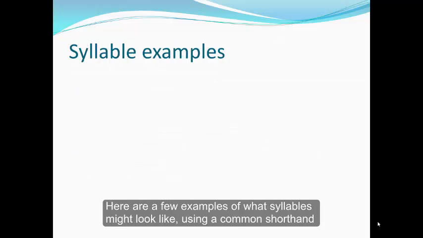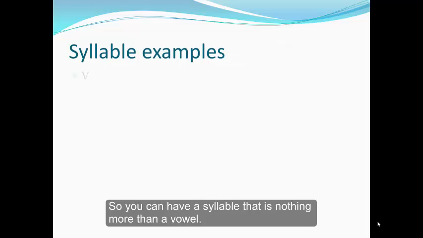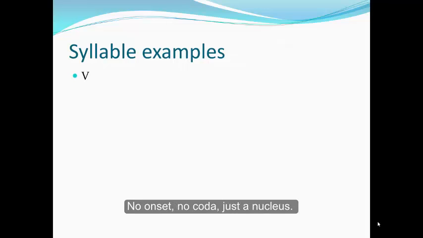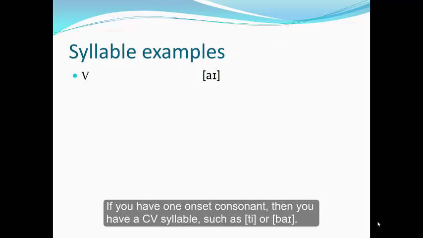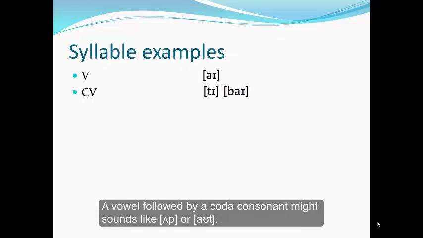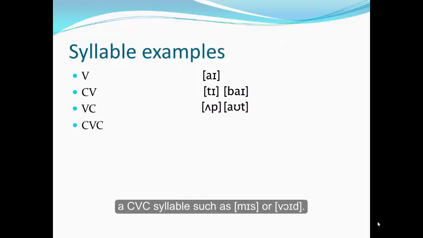Here are a few examples of what syllables might look like, using a common shorthand in which the capital V means any vowel and capital C means any consonant. So you can have a syllable that's nothing more than a vowel. No onset, no coda, just a nucleus. An example of this kind of syllable that's also a monosyllabic word is I. If you have one onset consonant, then you have a CV syllable, such as tea or by. A vowel followed by a coda consonant might sound like up or out, and if you have both an onset and a coda consonant, then you would have a CVC syllable such as miss or void.